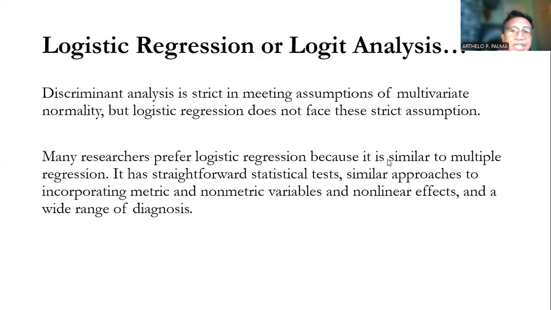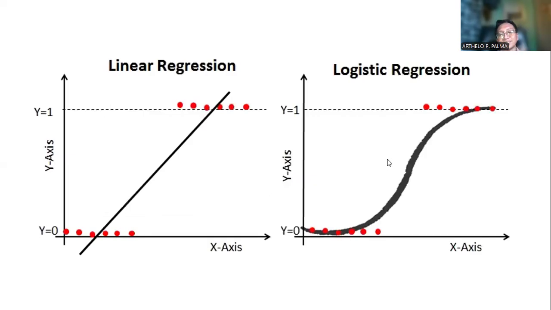Discriminant analysis is strict in meeting assumptions, as I've told you earlier. It's strict in meeting assumptions of multivariate normality. But logistic regression does not face these strict assumptions. Many researchers prefer logistic regression because it is similar to multiple regression. It has straightforward statistical tests, similar approaches to incorporating metric and non-metric variables and nonlinear effects, and a wide range of diagnosis. So this is the difference between linear regression and logistic regression.